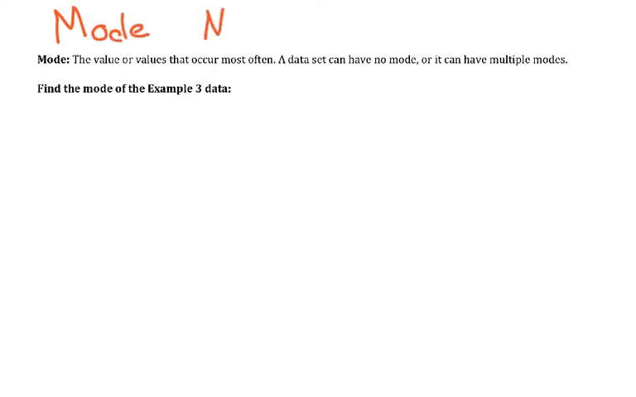So the mode is the observation that occurs most often. And this is how I try to get students to not get it mixed up. Mode starts with M-O, most often. So find the mode of the example 3 data.